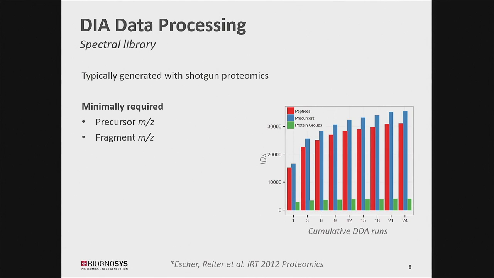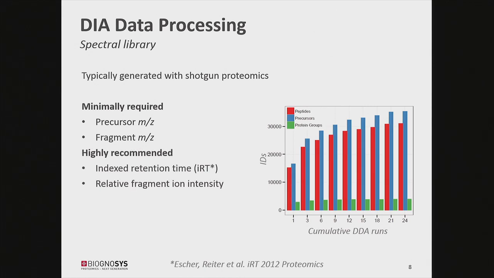The minimally required information is the precursor m/z and the fragment m/z's, but it's very helpful if you have additional information in the spectral library, such as the index retention time, the iRT, how we call it. It's just a description of where your peptide is going to elute in the chromatography. So it means that you have measured this peptide before, which you did in the shotgun run.